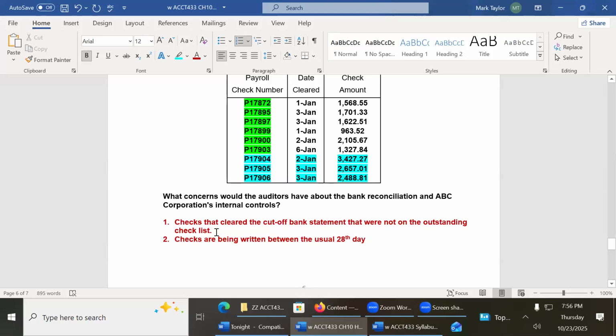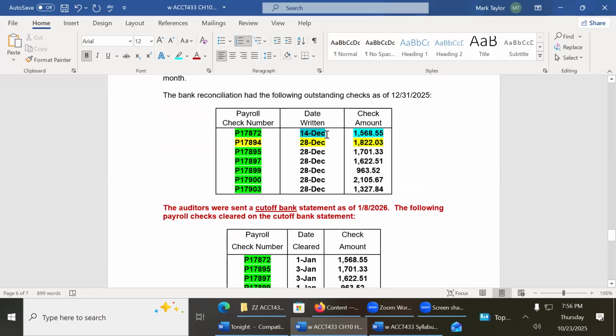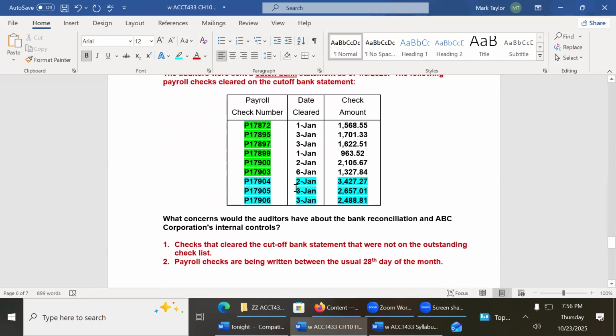Second one. I should say, the payroll checks are being written between the usual 28th day of the month. And part of that too could be a problem because, again, there are sometimes controls over the writing of payroll checks and the printing of them that may not be adhered to when you do it in between. We know that they did it at least once. We don't know what the story is on that. You probably want to look into that.